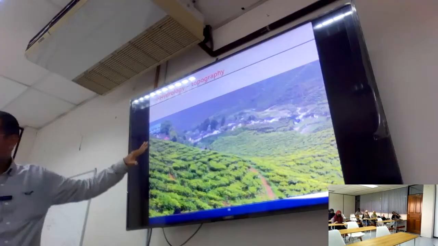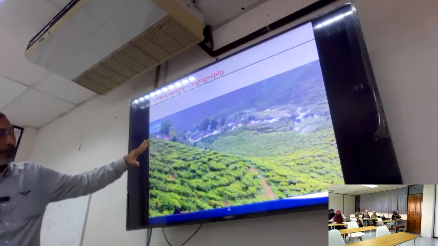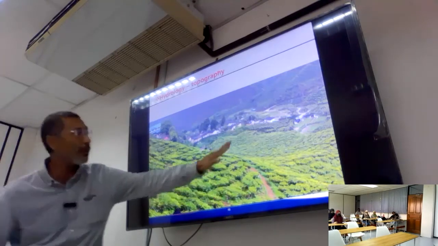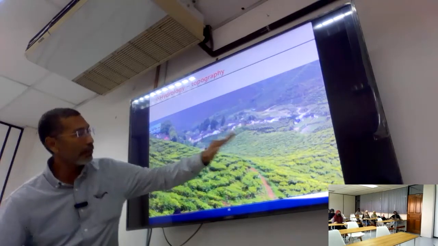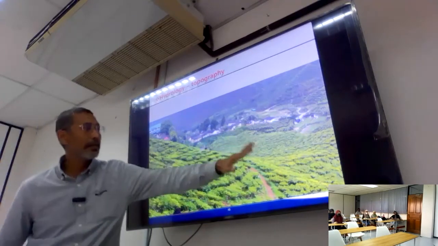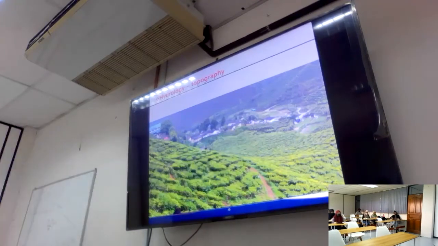The time the water needs to flow from up here to down here will be definitely different from here to here, for example, because this is a steep slope. This is a mild slope, right? Mild slope. Anyone from here? Nice place. Anyone from Cameron Highland?